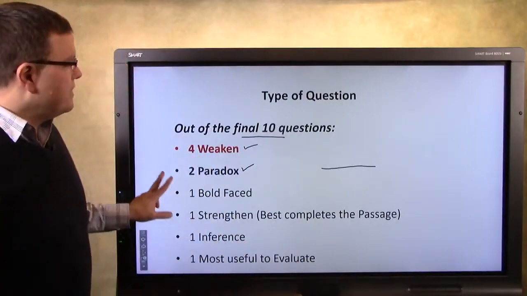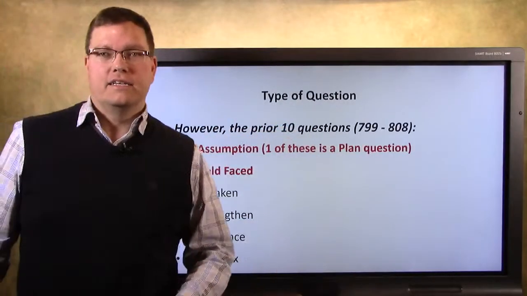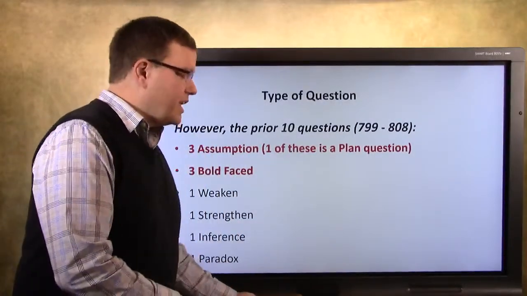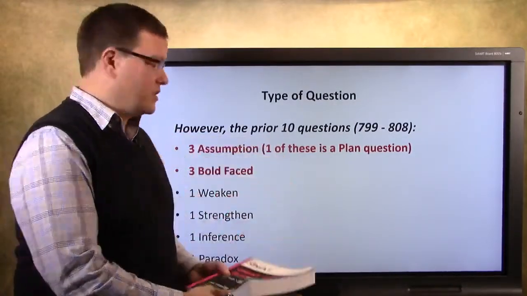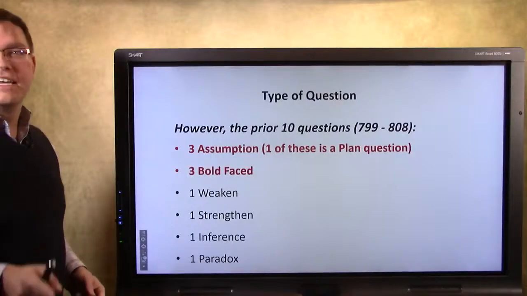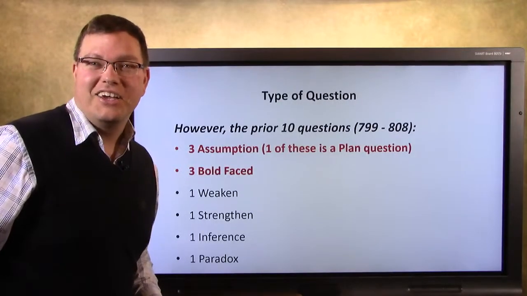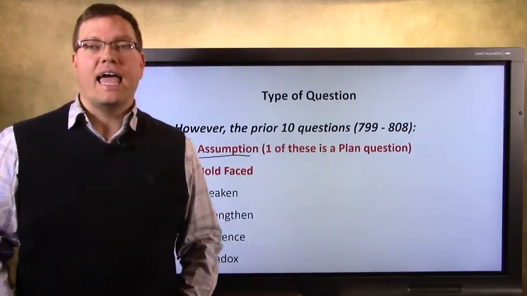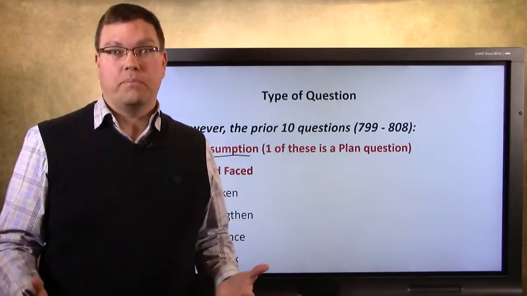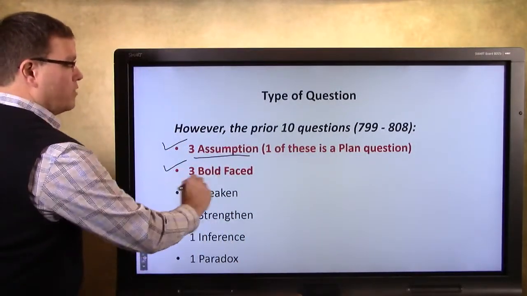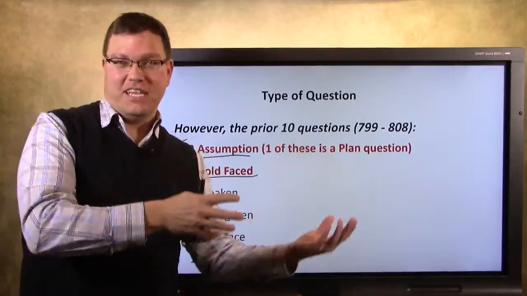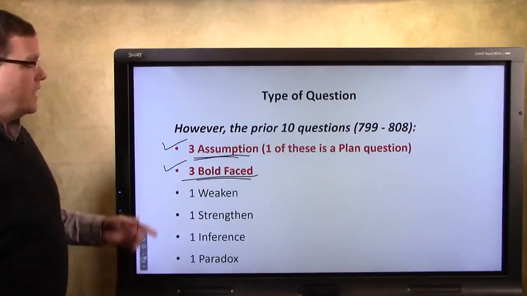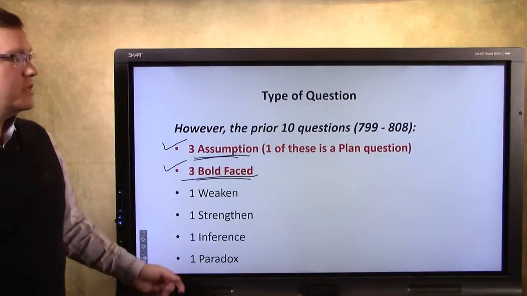So I said, what about the 10 questions just prior to that? So now we're looking at the 20 last questions in the official guide. And this is what I found. Here comes your assumptions, right? Now there's 3 assumptions. One of which is a plan question, asking you to support the plan. Then we have 3 boldface. So all of you guys that were saying assumption and boldface, okay, here you go. Now your questions are coming in. Then we had a weaken, a strengthen, an inference, and a paradox.